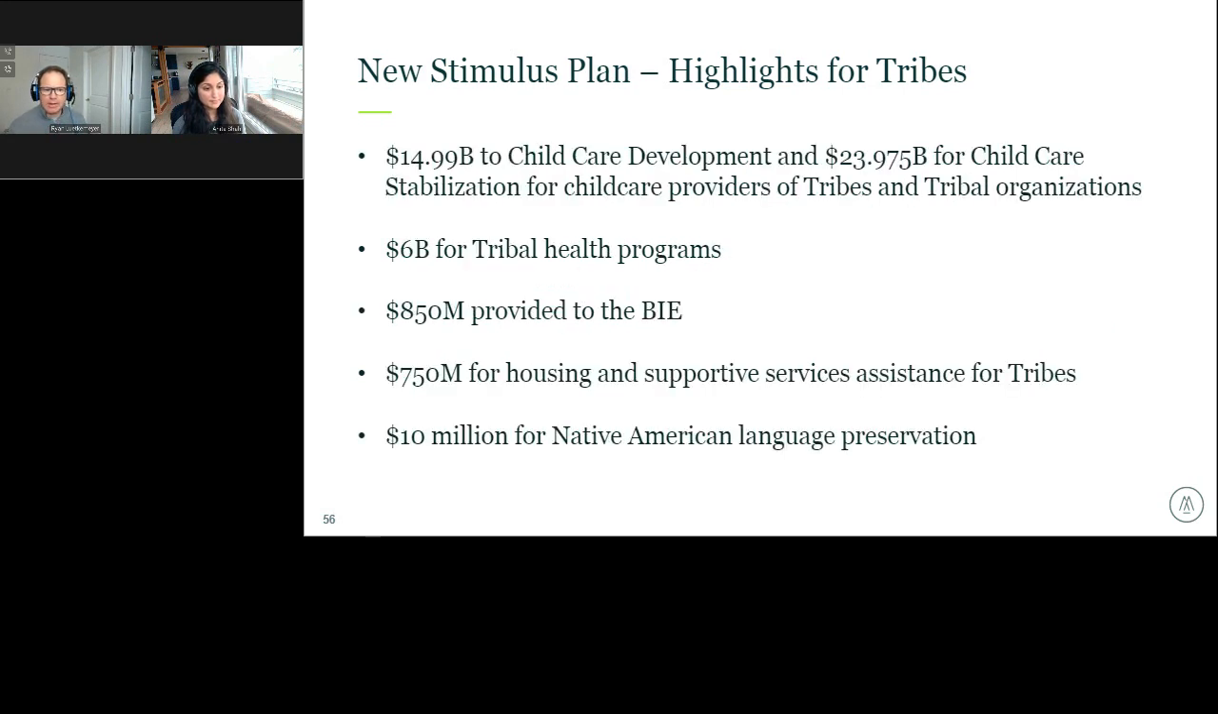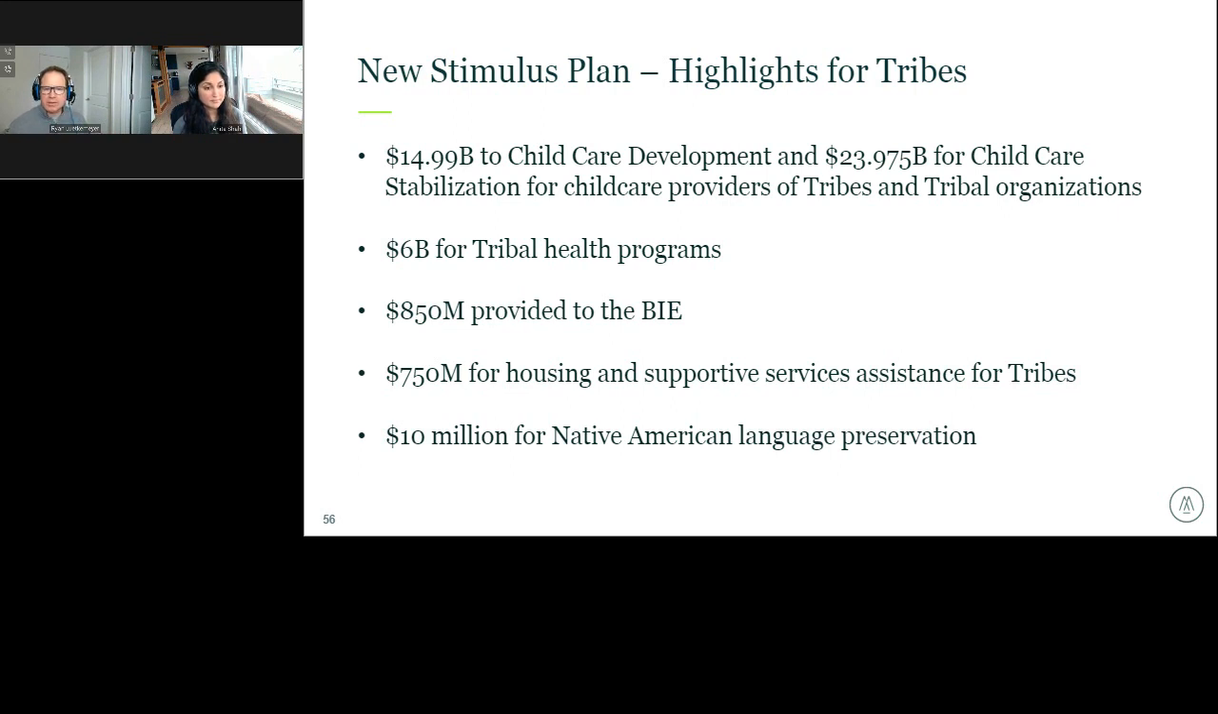And then finally, the other items worth noting here, there's going to be a lot of funding: about $15 billion for child care development and $24 billion for child care stabilization for child care providers that include tribes and tribal organizations. Another $6 billion is going to be targeted specifically for tribal health programs.